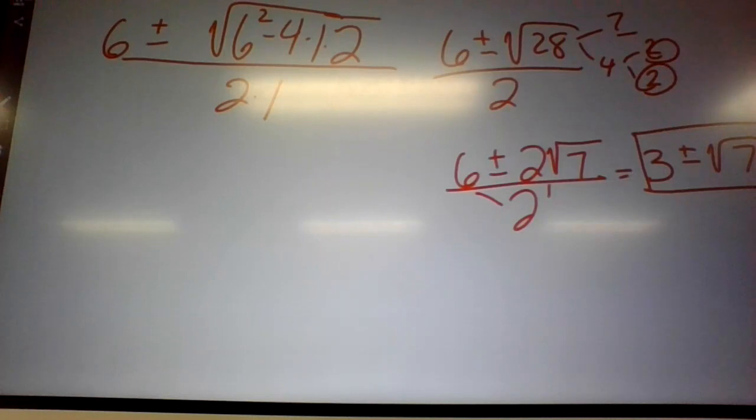For the next one, would A, B, and C be 4, 3, and 3? Well, the 3 is on the wrong side. Right, so it would actually be a 4, 3, and negative 3.